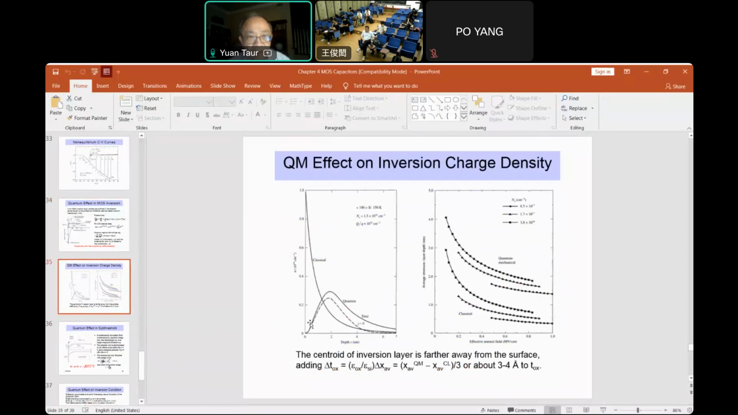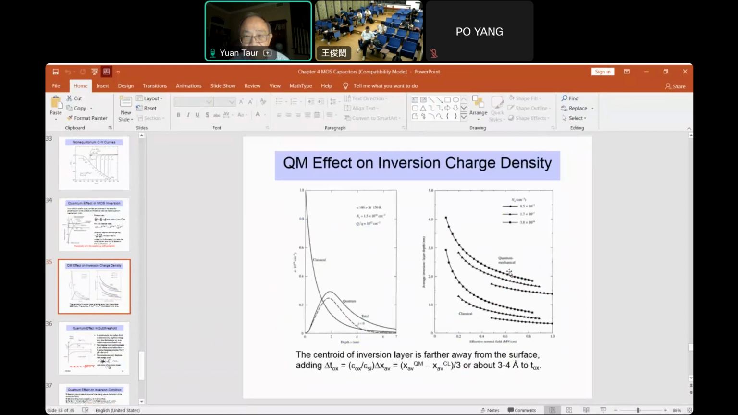And then it goes up. So the peak is somewhere below the surface. So this means that there's additional capacity. In other words, the inversion charge centroid is not as close to the surface as we think using the classical equation, but rather it's deeper.